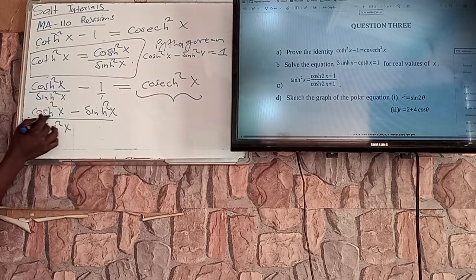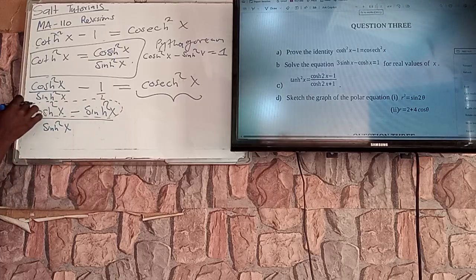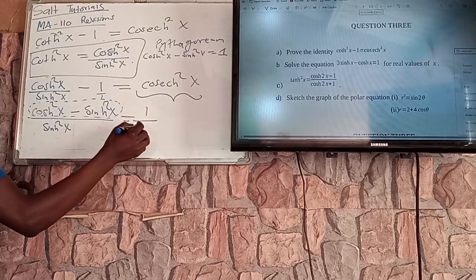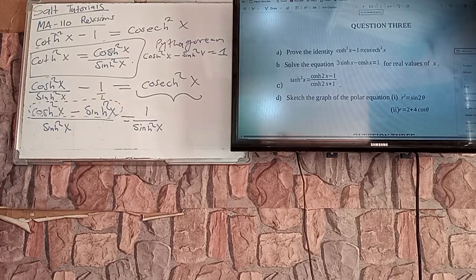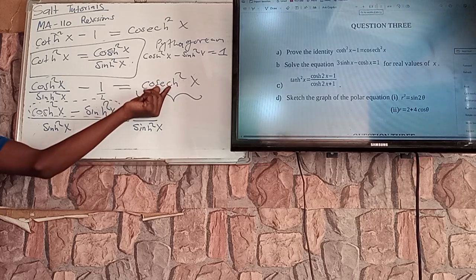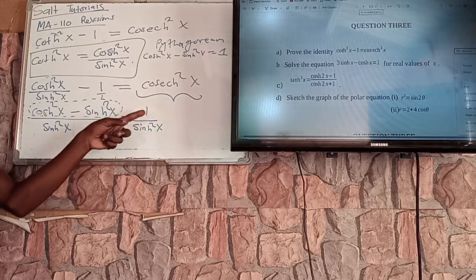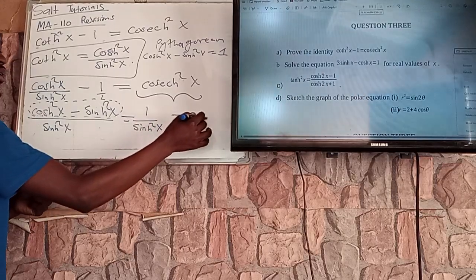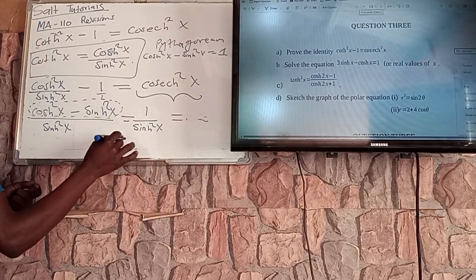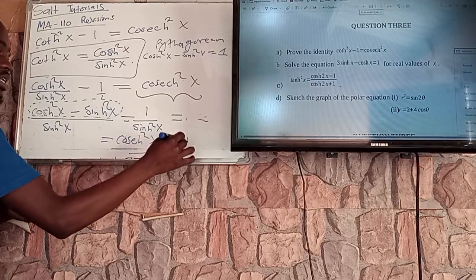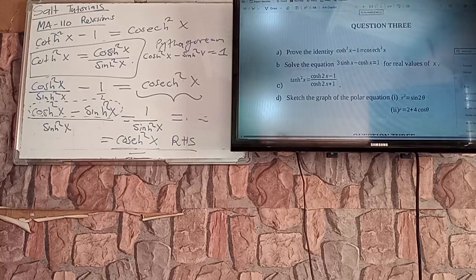So everywhere there is this guy, we have to recall that this is basically a 1. So this is equal to 1 over the sinh squared x. This 1 over sinh squared x, we know that cosec is basically the reciprocal of sinh. So if we have 1 over sinh squared x, automatically this is by default cosec squared x as our desired right hand side. So this is a very simple question which you shouldn't even have difficulties in solving.